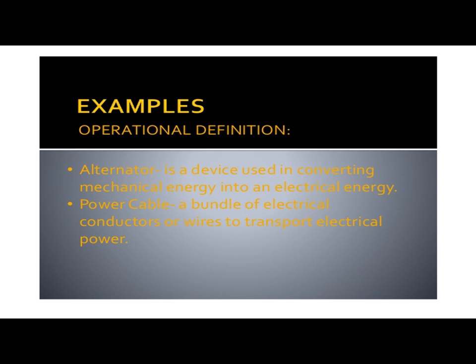Now we are going to see the examples for operational definition. First example, alternator, the same word we had seen in the previous slide. It's a device used in converting mechanical energy into electrical energy. And then second one, power cable, the same one which is mentioned in the previous slide. It's a bundle of electrical conductors or wires to transport electrical power.